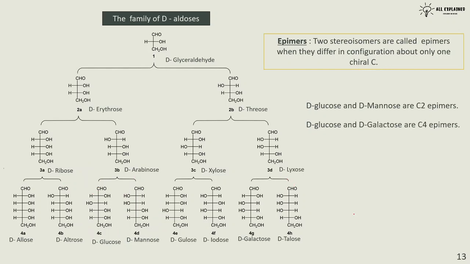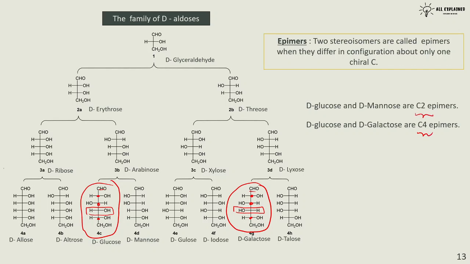Similarly, let's check glucose and galactose. Let's start checking from the first carbon. C1 is not chiral, CHO is not chiral. Then you go down, this C2 has the same configuration, C3 also has the same configuration. It's the C4 where the configuration is different, and it's only the C4 because C5 again has the same configuration. So D-glucose and D-galactose are C4 epimers.